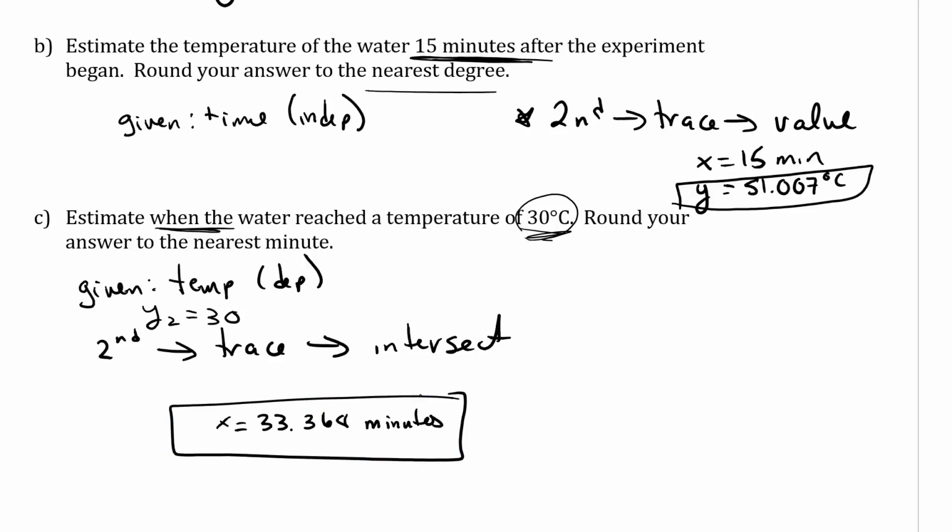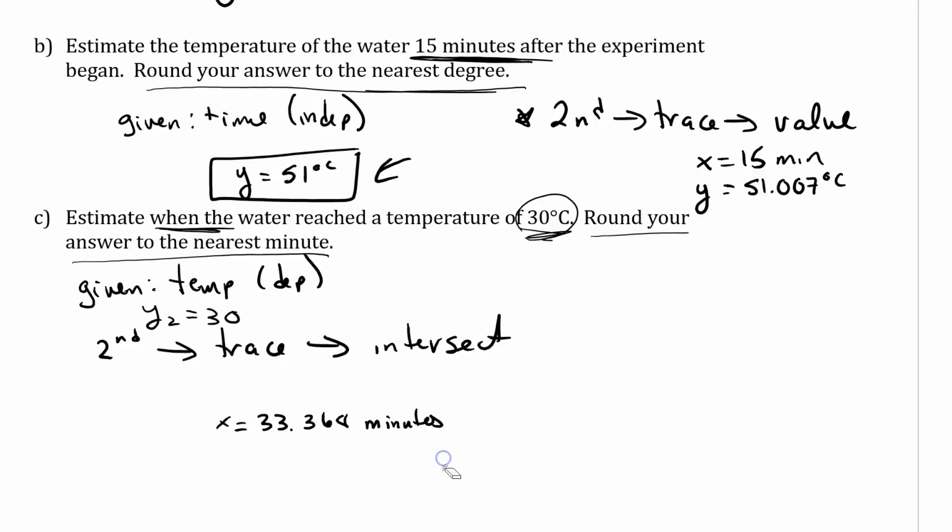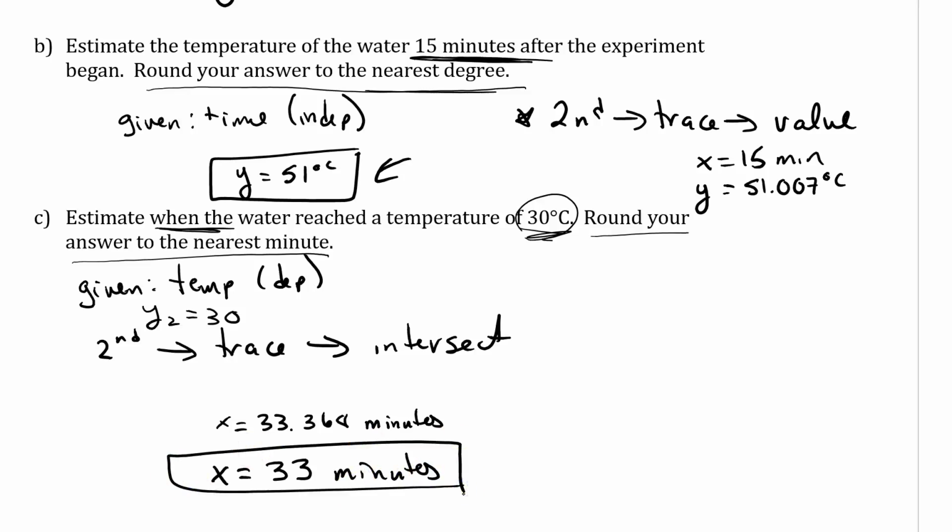So I'm going to just go back and remind ourselves of the specific rounding instructions. Round your answer to the nearest minute and round your answer to the nearest degree. So I'm not going to put a box around this answer actually. I'm going to say y equals 51 degrees Celsius. This right here is my final answer. And this one, I'm going to erase the box from it too. I'm going to say x equals 33 minutes. And we're done.